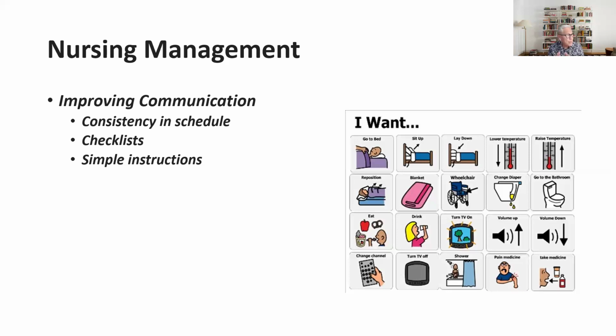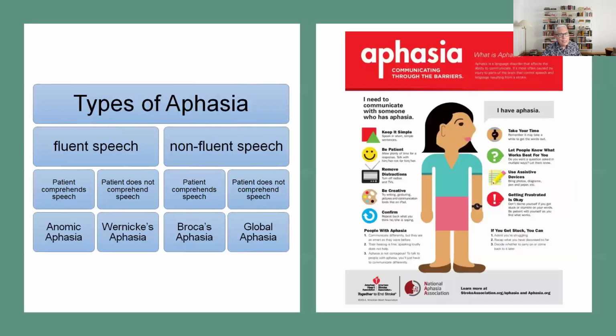And the other thing is to be consistent in schedule as well as routines and repetitions. Usually when we have stroke patients, we have a written schedule that might help the patient remember things. And the communication board is going to be a very, very valuable tool. And then, of course, we want to make sure that we give them simple instructions, which leads us now to the types of aphasia.